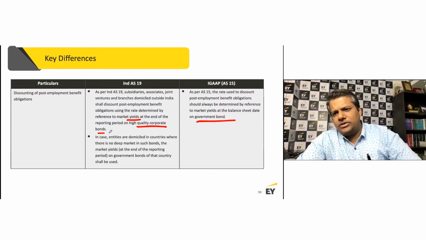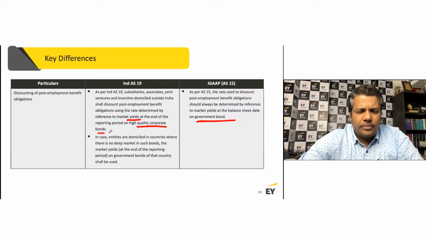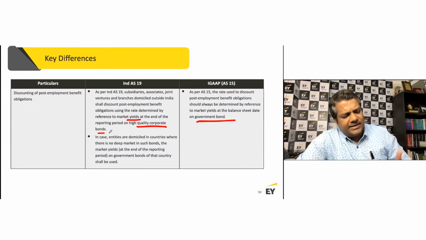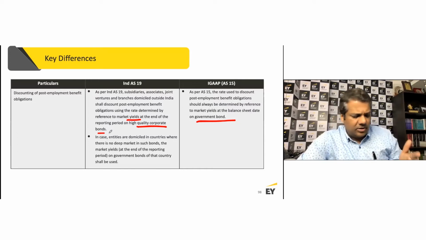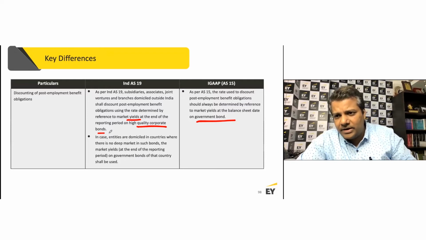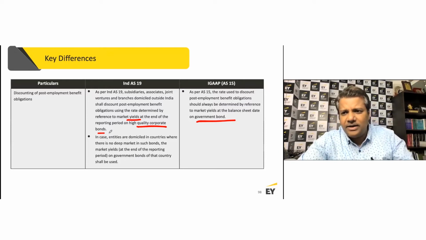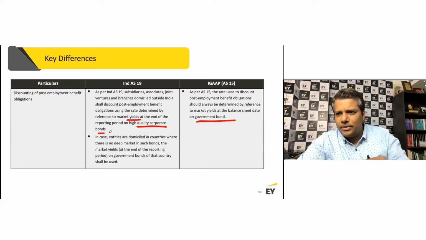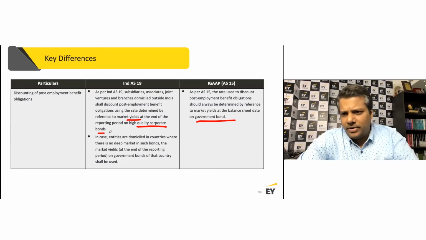What's the maturity profile of your benefit obligations? What is the discount rate I need to use? AS 15 says government bond rates is what you take, whereas Ind AS 19 says you should take the corporate bond rate. But if you don't have a corporate bond market deep enough for a reliable rate, then you take the government bond rate.